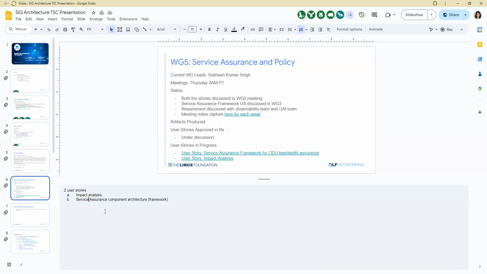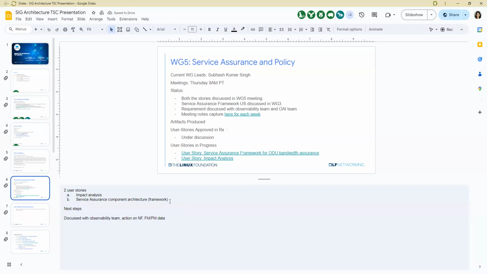And then coming to the requirements. The requirements of the service assurance we are already discussing with the observability team and also with the OAI team, because we are going to collect some KPI parameters and take some action on the NF. So those aspects we are discussing with both teams. Overall, we are still progressing on our user story and trying to take the feedback. So that's the overall picture from the assurance side.